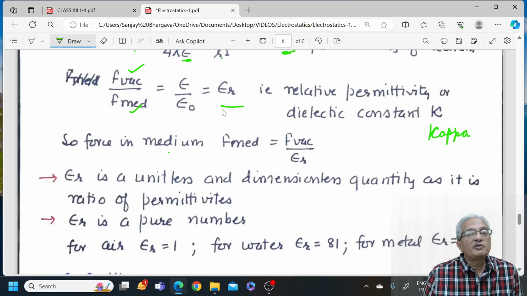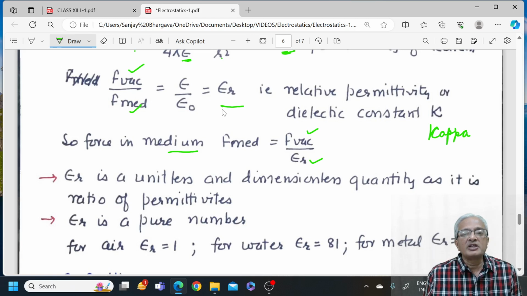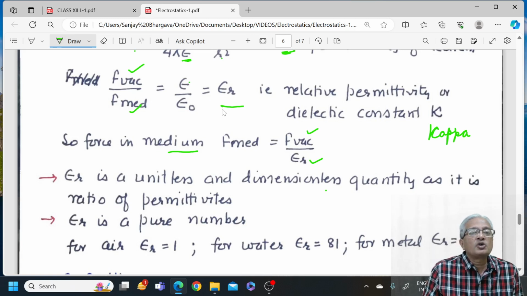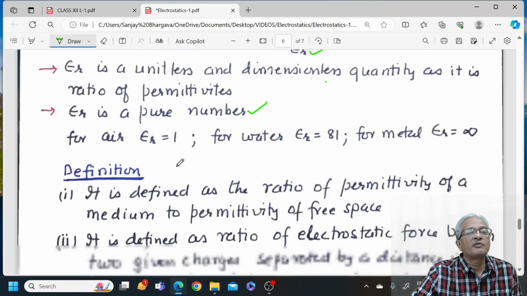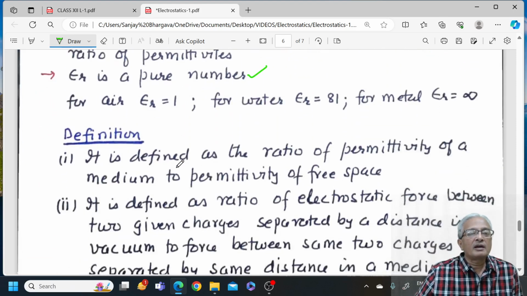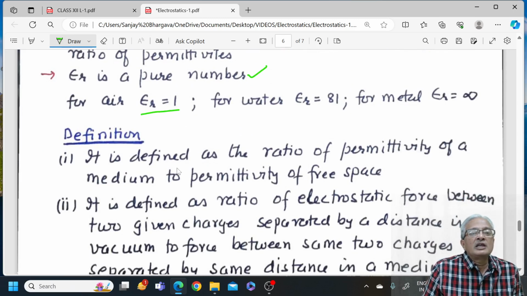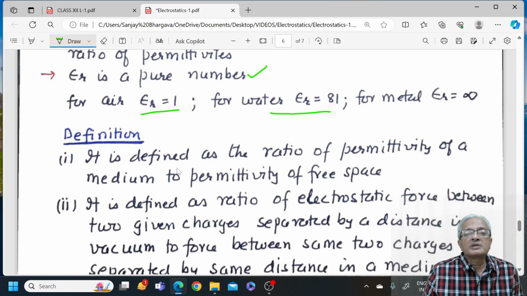So what would be the force in a medium? From this equation, force in medium would be equal to force in vacuum upon epsilon r. Epsilon r is a pure number. It's a unitless, dimensionless quantity because it is ratio of two permittivities. It's a pure number. That's what we stress upon. It has different values for different medium. For air, the value of epsilon r is equal to 1. For water, epsilon r is 81, and for metal, epsilon r is infinite.